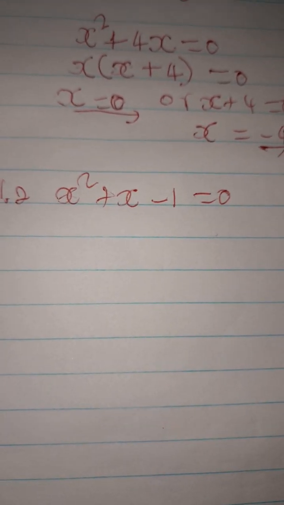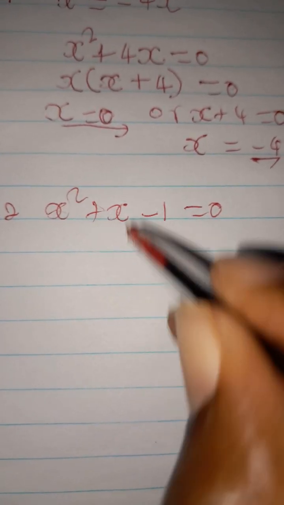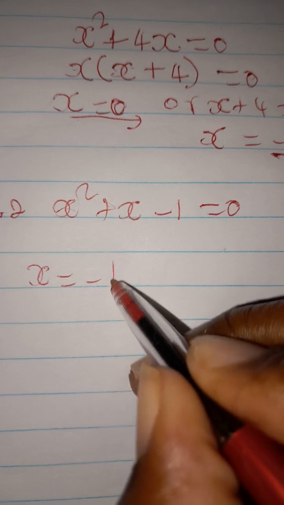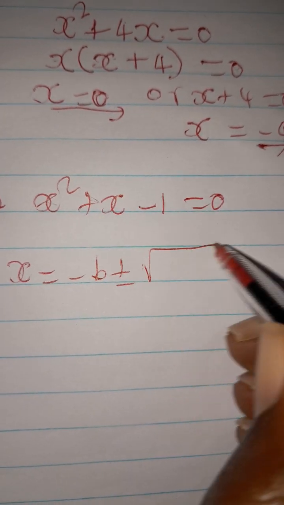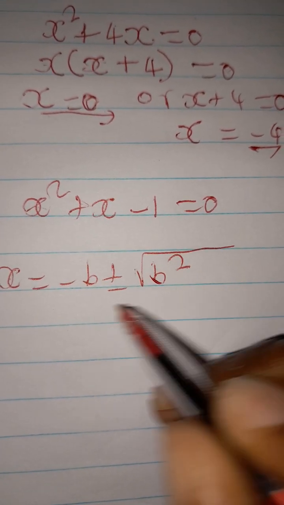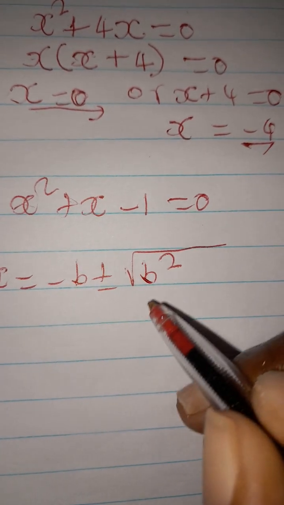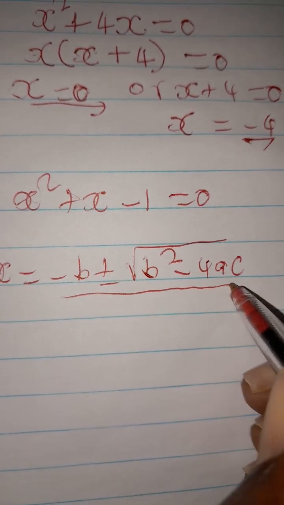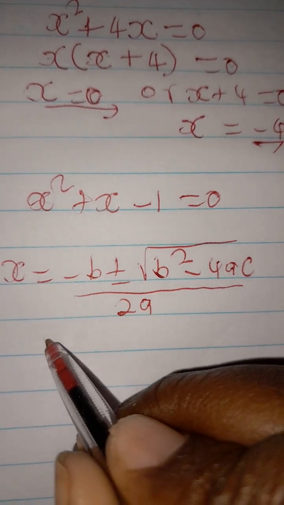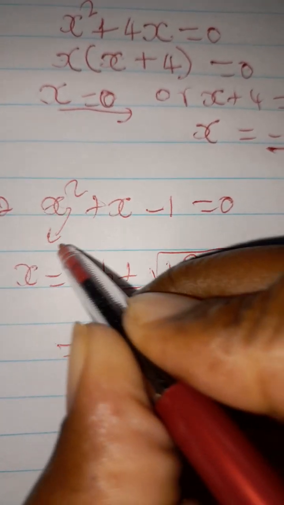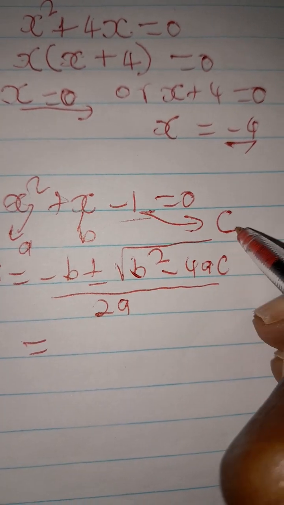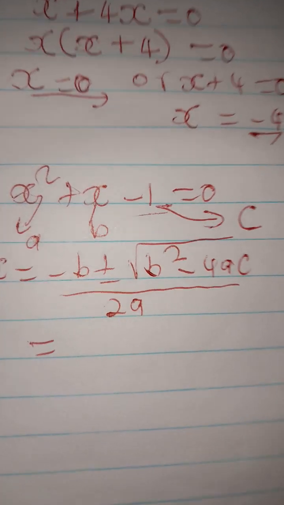Once they say correct to 2 decimal places, you can either complete the square or use the quadratic formula. In this case, we are going to use the quadratic formula. We know x equals negative b plus or minus the square root of b squared minus 4ac, divided by 2a. So this is a, this is b, and this is c, which is negative 1.